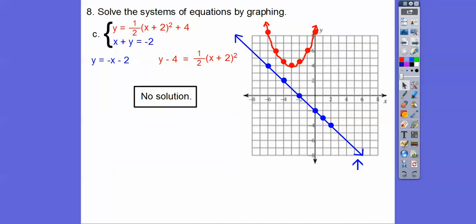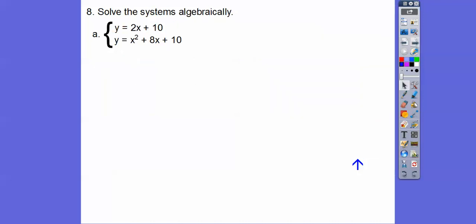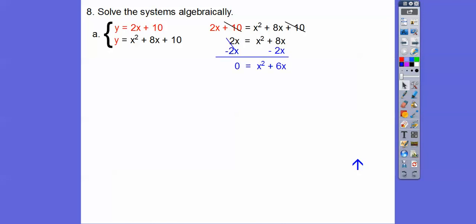Okay, all right, so here we go. Let's solve this guy algebraically. Okay, so what I'm going to do is this right there. They're both equal to y, so I'm going to set the 2x plus 10 for the other y in the quadratic. And then we want quadratics to equal 0, so what we'll do is we'll subtract 2x from the 8x, and we'll subtract 10 from 10. So we're going to get x squared plus 6x equals 0. Now we factor it.